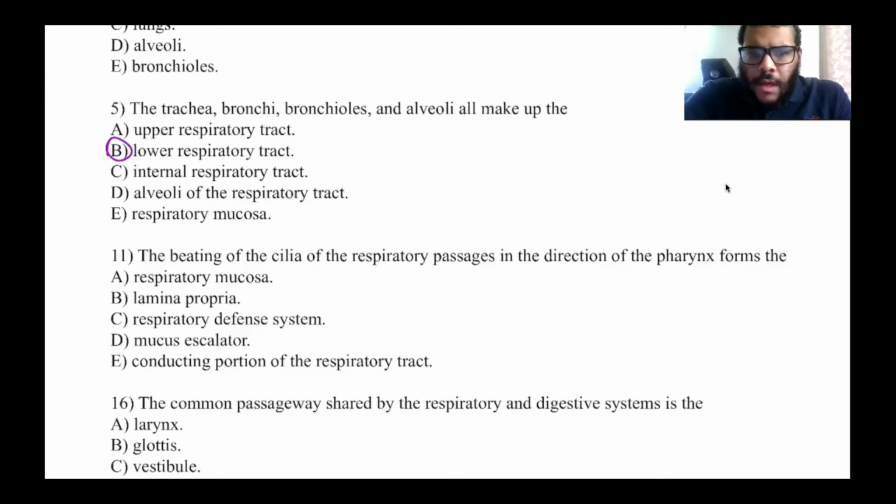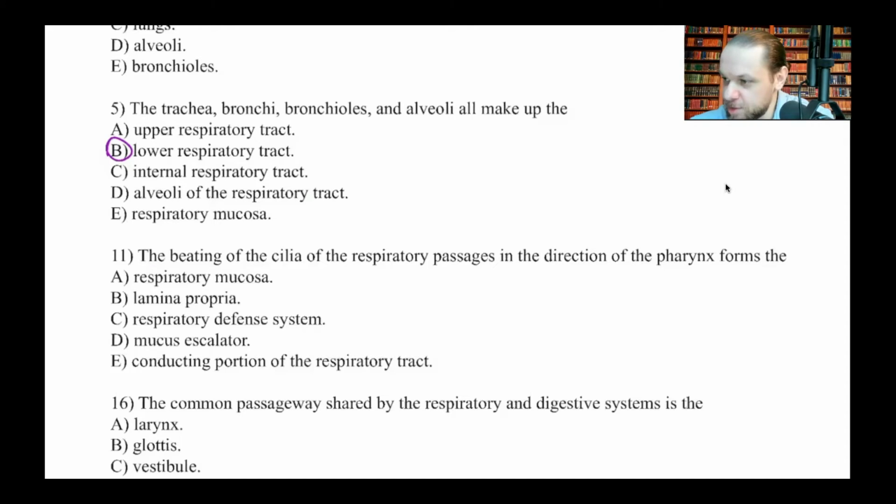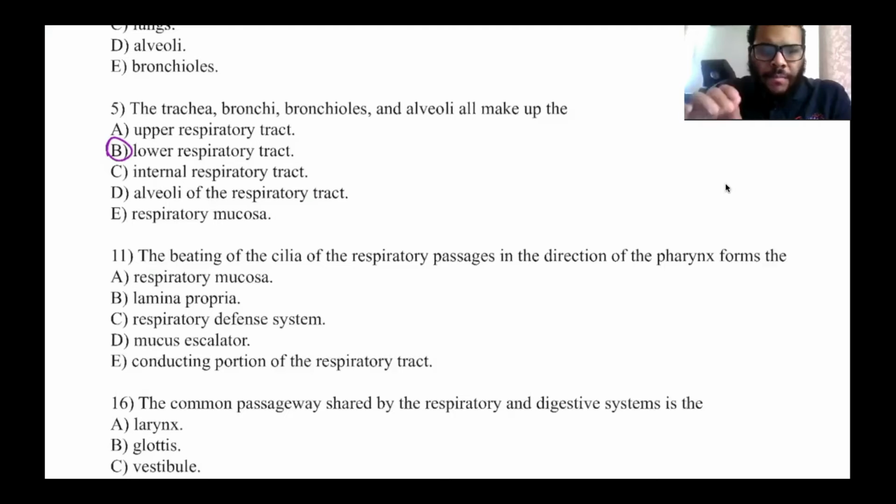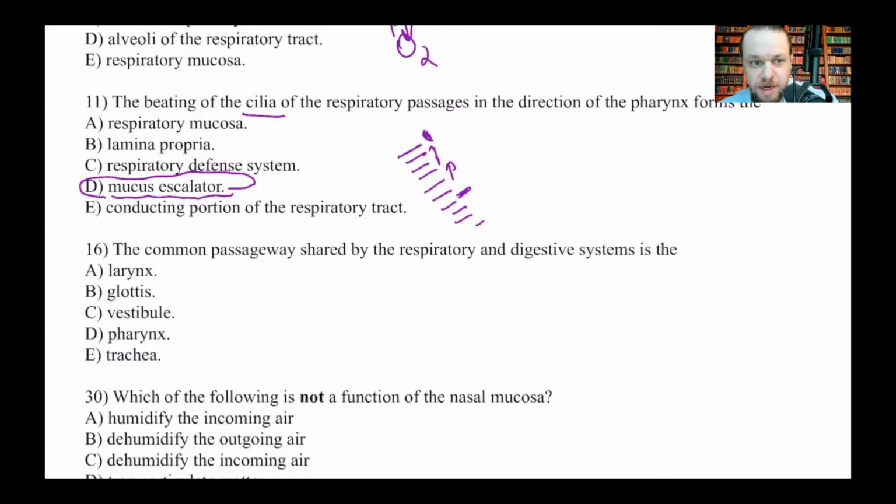There we go. Okay. The beating of the cilia of the respiratory passages in the direction of the pharynx forms the respiratory mucosa. So cilia, right? Remember, what were the cilia? Cilia were these projections that move the mucus, essentially propel it up. So remember, there was a term that I used. If they move the mucus, the mucus is moved by... Oh wait, I'm sorry. It's the lamina propria. I'm sorry. 11. The correct answer is D.